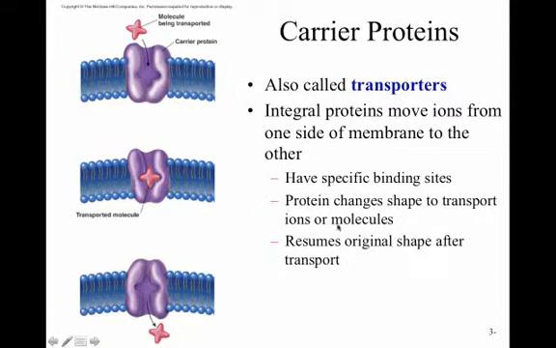There's a specific binding site, and the protein will change shape to transport the ion or molecule and then resume its shape. So here in this picture, there's a binding site right here that is specific to a certain molecule. So here's the molecule that's going to be transported. Once it attaches, this whole protein changes shape so that now it's closed to the outside and open to the inside and will release the molecule. It's not just a tube that you can drop something through.